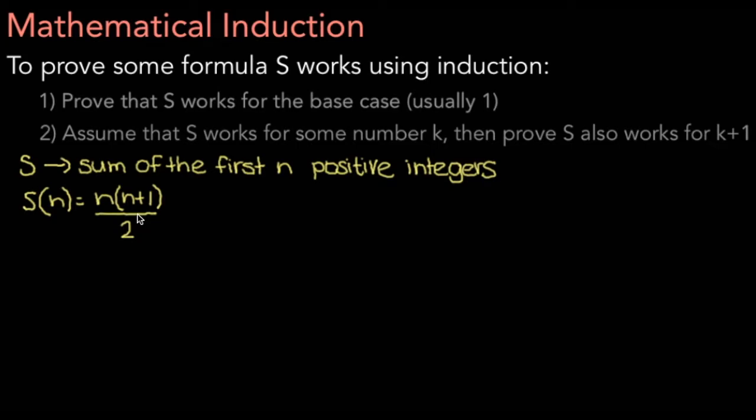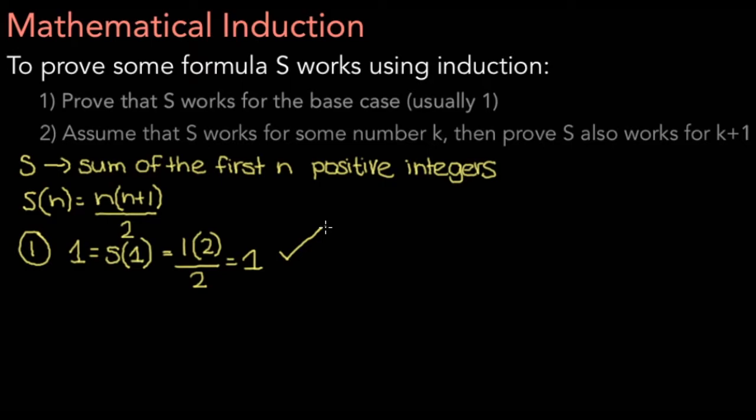So the first step in our proof is to prove that S works for the base case, which in this case we're going to set as 1. We know the sum of the first positive integer is just 1, so we need to verify that 1 is equal to S of 1, that S works for our base case. S of 1 is 1 times 2 over 2, which is equal to 1, and thus we have verified that S works for our base case.